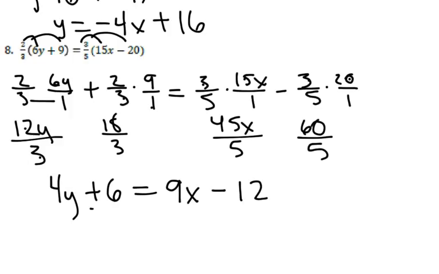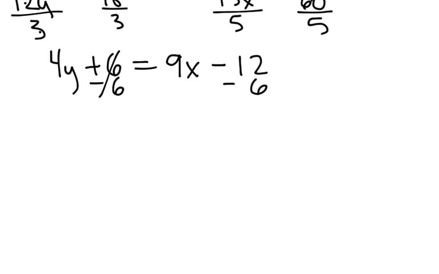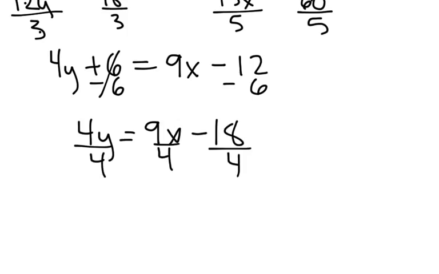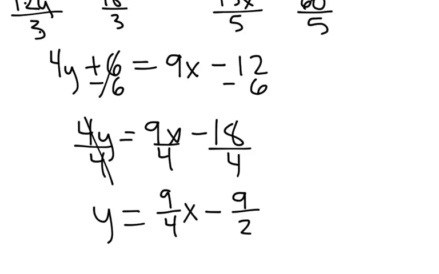Okay, now we subtract the 6 to get it over on the same side. We're left with 4y equals 9x, negative 12 minus 6, negative 18. Divide everything by 4 now. We get y equals, and because we're doing slope-intercept form, it's fine to leave this as a fraction. And then 18 divided by 4, I can reduce that to 9 over 2, which, if you wanted to use a calculator, would give you 4.5, which either one works. There we go.